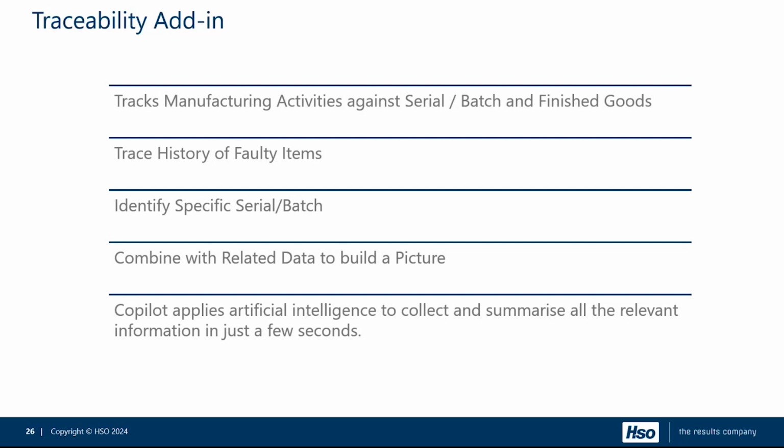Let me go backwards and find out what the batch order, what was involved. Maybe we had a particularly high number of orders at that point. Maybe there was a particular batch of raw materials which caused me problems. So you can combine that with the related data to build a picture, and Copilot will do this in just a few seconds to give you all the information you need.